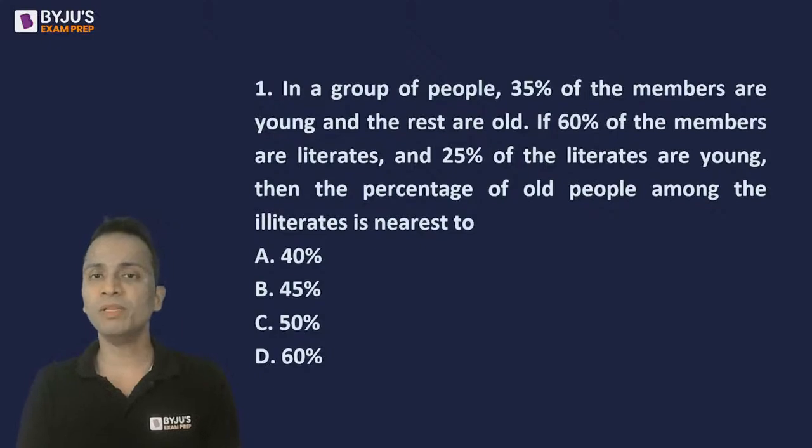In a group of people, 35% of the members are young and the rest are old. If 60% of the members are literates and 25% of the literates are young, then the percentage of old people among the illiterates is nearest to how much?